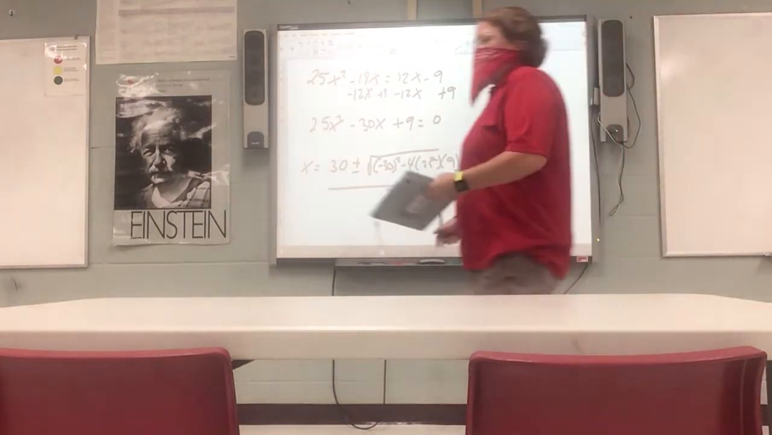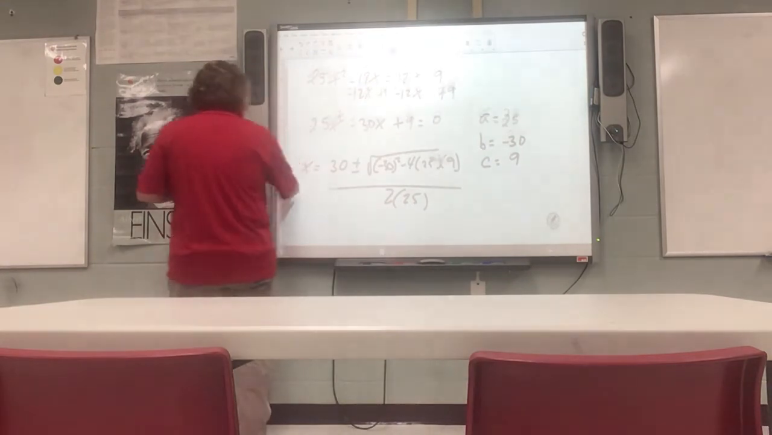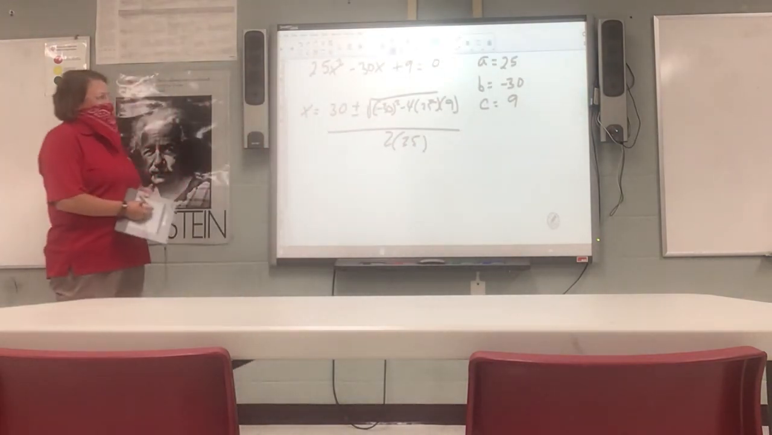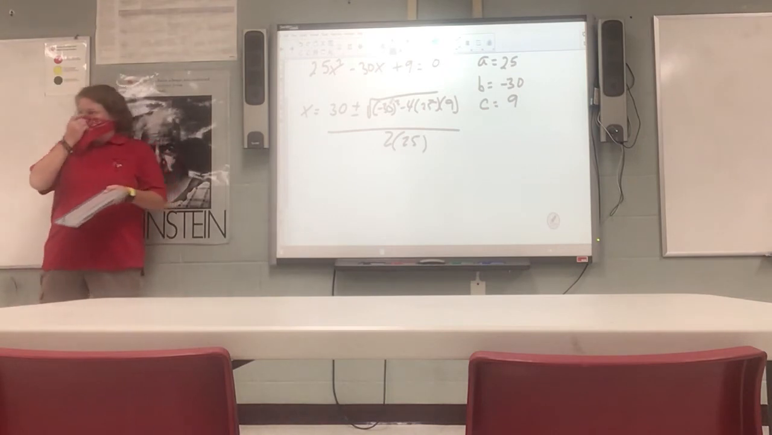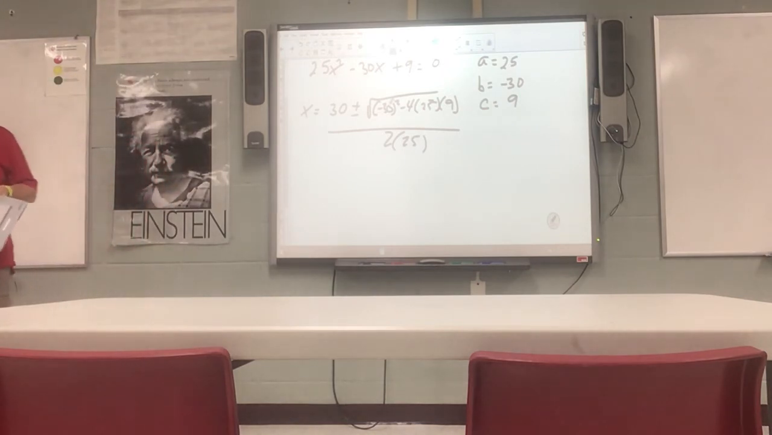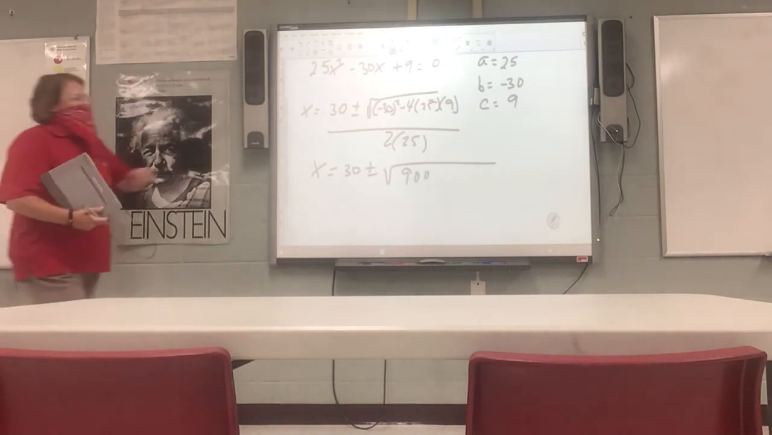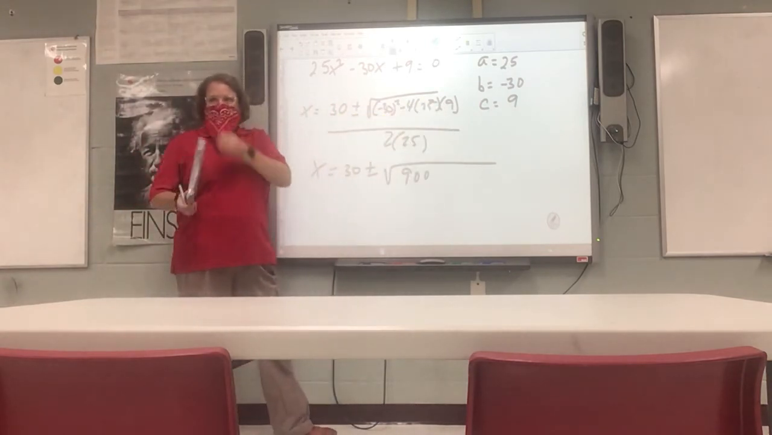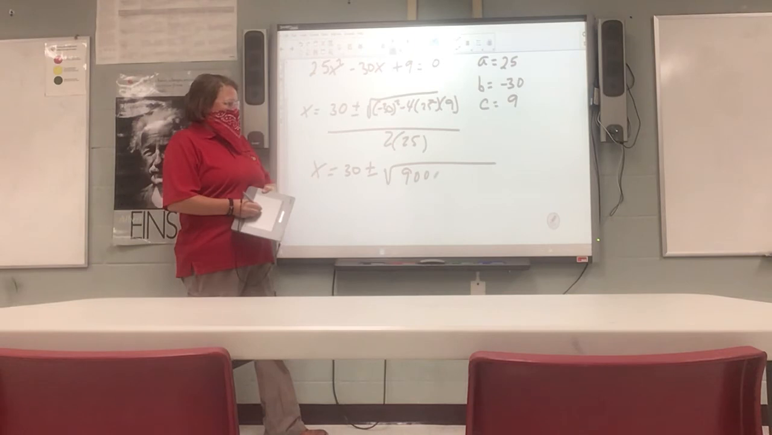Alright, so are you already simplifying, or are you waiting on me? What are we doing? Negative 30 squared means negative 30 times negative 30, so you know 3 squared is 9, so you just add your couple of zeros, so that's gonna be 900. So I got 30 plus or minus the square root of 900. Now, I got a negative times a positive, so that's gonna be a negative, right?